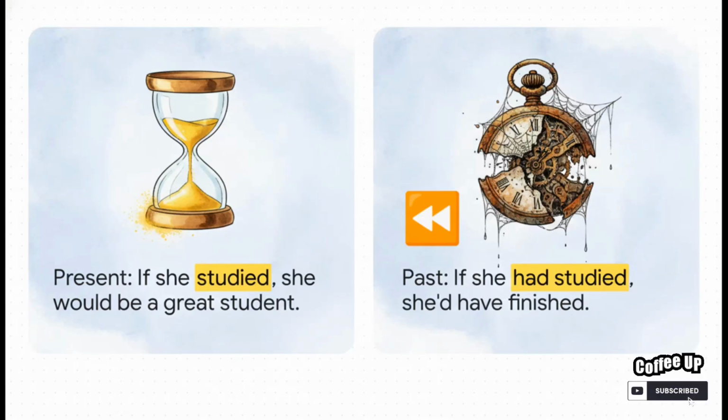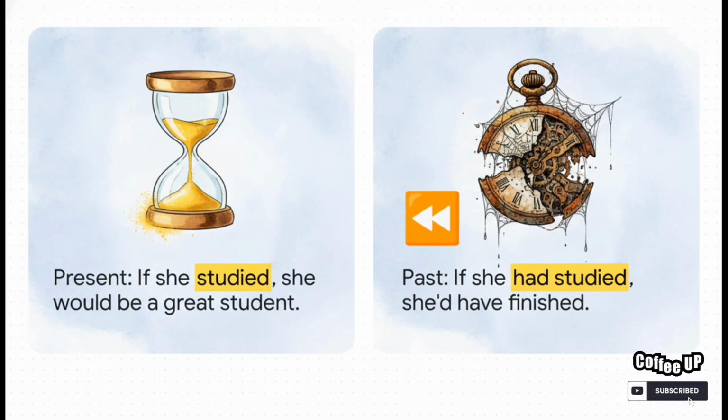Mistake 3 is confusing the time frames for the second and third conditionals. Look at this second conditional sentence. If she studied harder, she would be a great student. This means right now, in the present day, she doesn't study hard, so she isn't a great student. It is a hypothetical present.